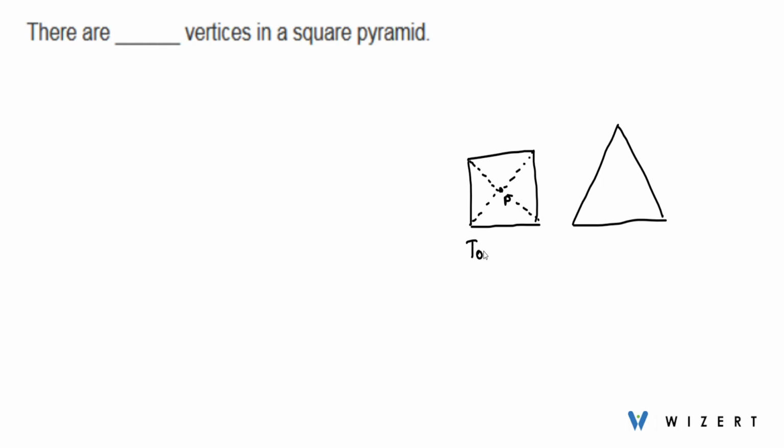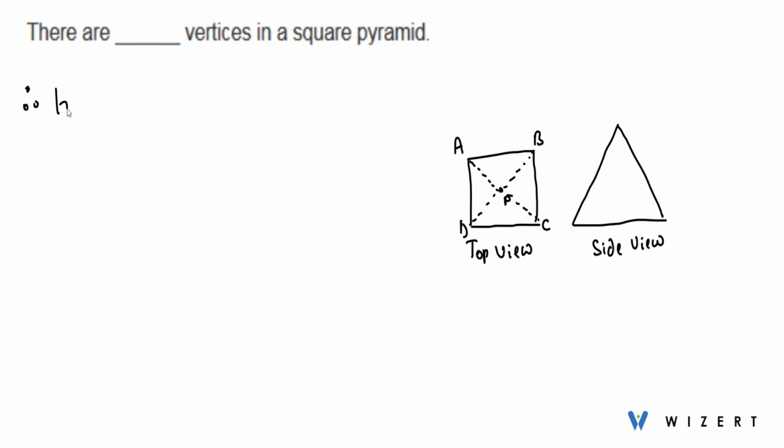So let's write the top view and this is the side view, right? So as you can see, in the top view there are 5 vertices, namely A, B, C, D, that is the 4 vertices of the base, and the slant edges which originate from each of the vertices on the base intersect at the point P. So P is also one of the vertices.